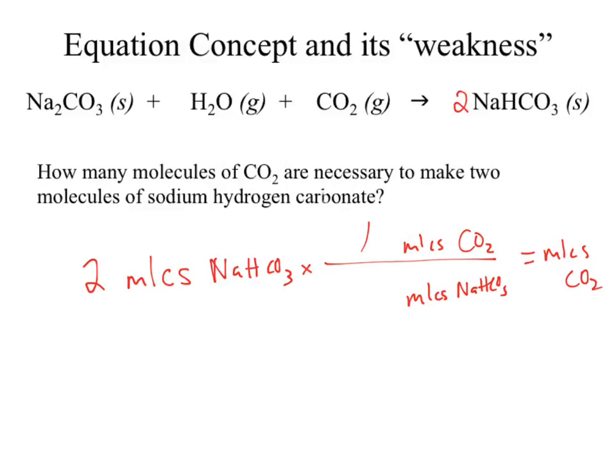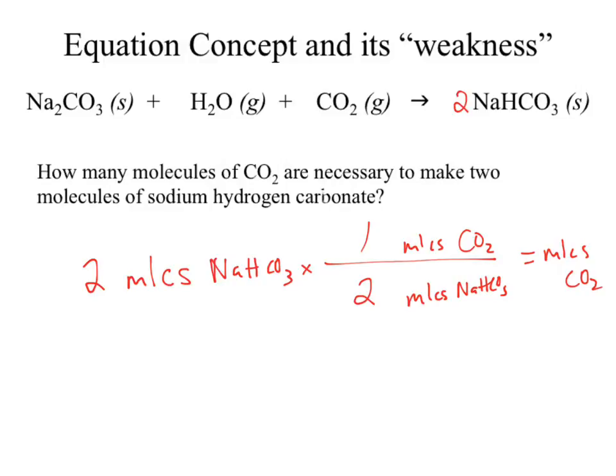For every 1 molecule of CO2, I get 2 molecules of sodium hydrogen carbonate. Where did those numbers come from? The balanced equation. What number shows up in front of CO2 in our equation? 1. What number shows up in front of sodium hydrogen carbonate in our equation? 2. This is why we balance equations. I now have a conversion factor between 2 different species. So as long as I'm in units of molecules or the number of a species, I can convert between substances.